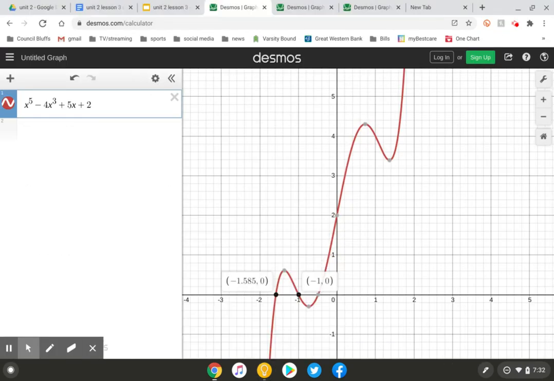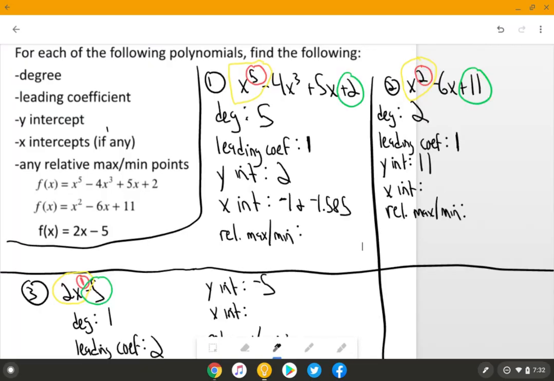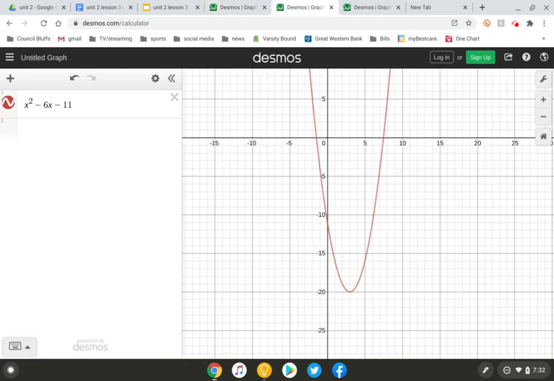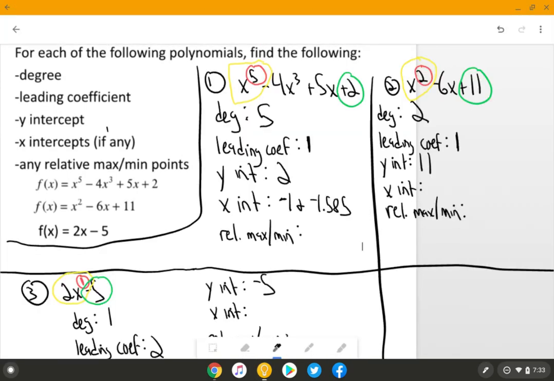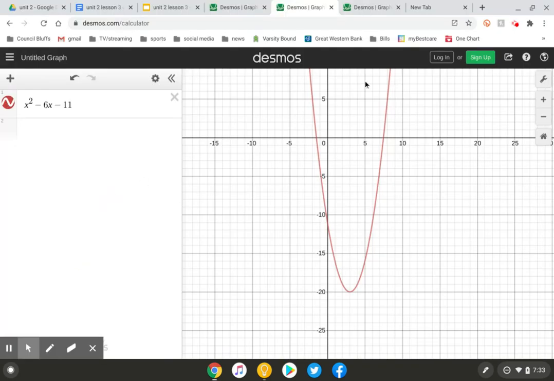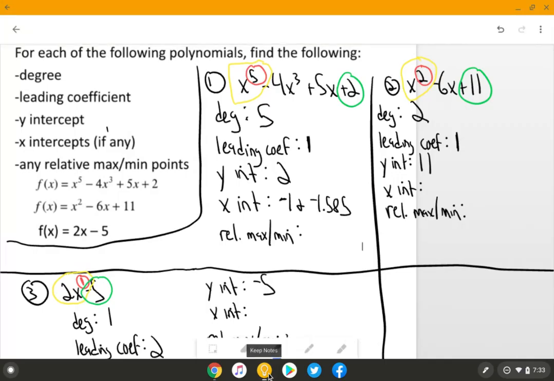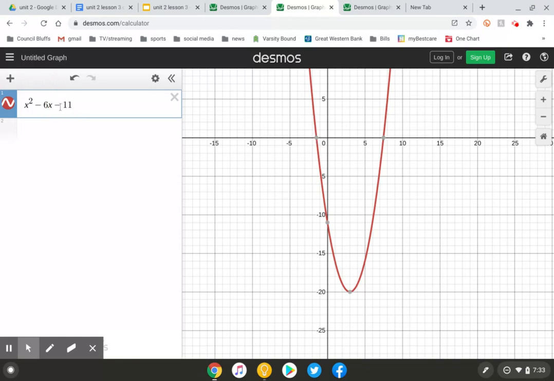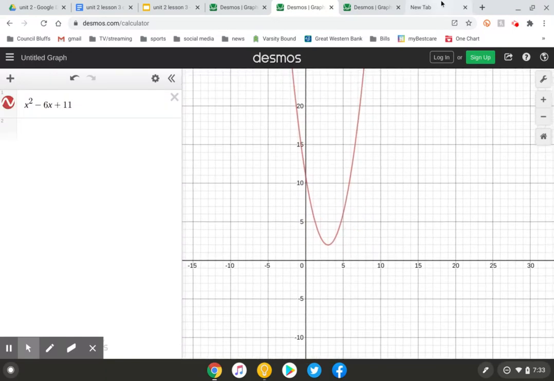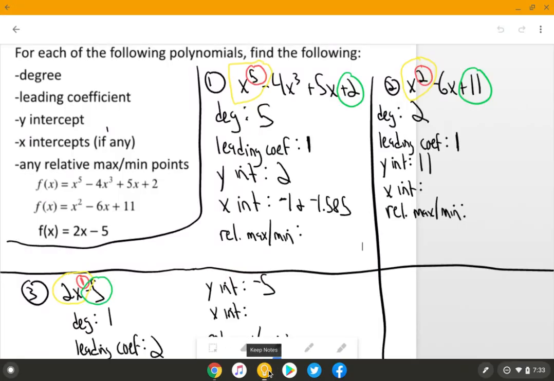Okay. If I look at the graph of number 2, here's the graph of number 2, x squared minus 6x plus 11. If I look here, it looks like there are 2 x-intercepts. Okay, and did I type this in wrong? I did type it in wrong. That should be plus 11. So x squared minus 6x plus 11.